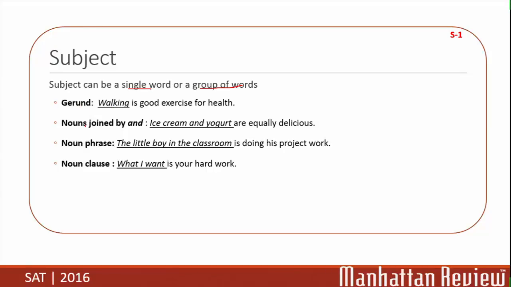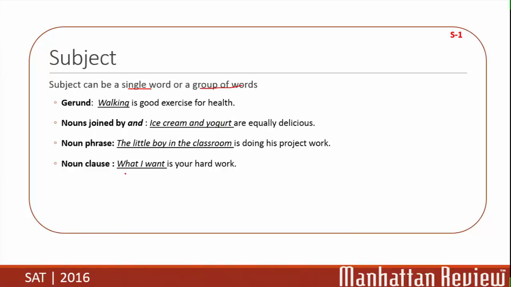One more example: ice cream and yogurt are equally delicious. Here, what's the subject? Ice cream and yogurt. So we can have a subject which is joined by and. Two nouns joined by and can also act as a subject. Now, are we clear with that?